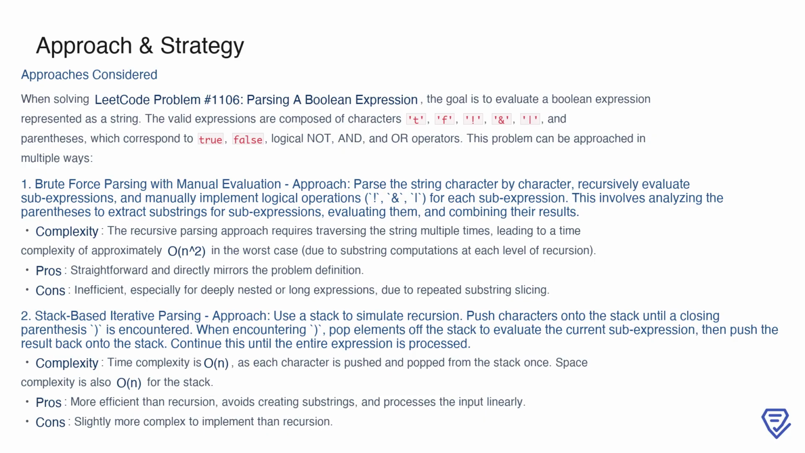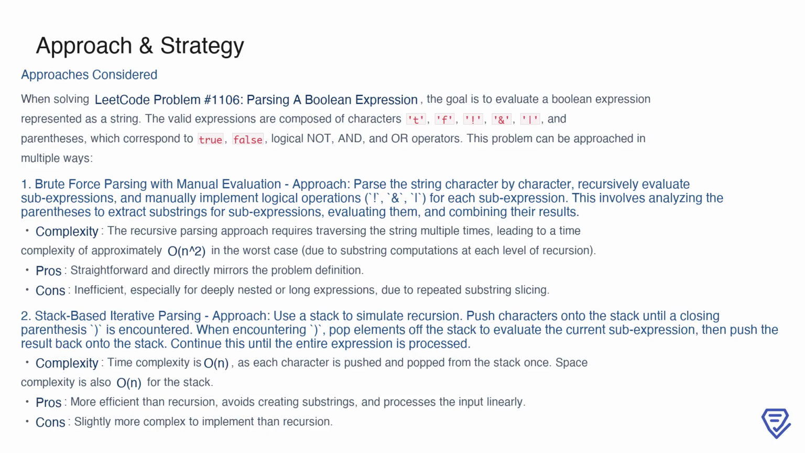One possible approach is brute force parsing, where we process the string character by character, recursively evaluate any sub-expressions, and manually perform logical operations like not, and, or. This method directly mirrors the problem's requirements but comes with inefficiencies. The recursive parsing often involves slicing substrings at every level of nesting, which can lead to a time complexity of n squared, in the worst-case scenario for deeply nested structures. While this approach is straightforward to implement, it becomes impractical for larger inputs due to its inefficiency.